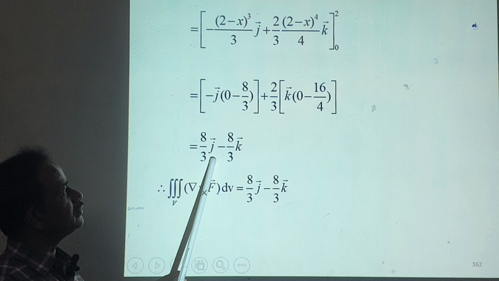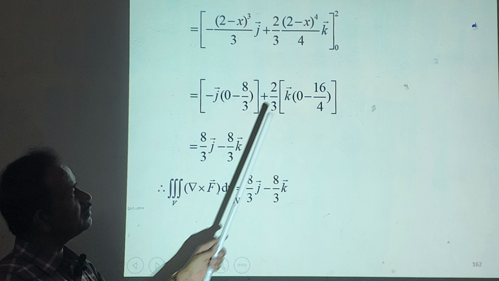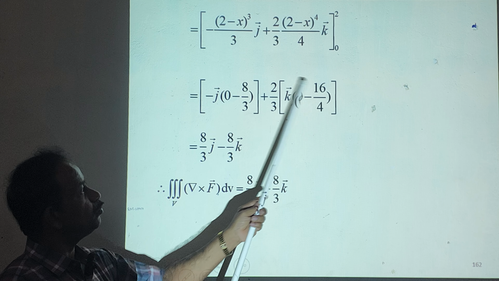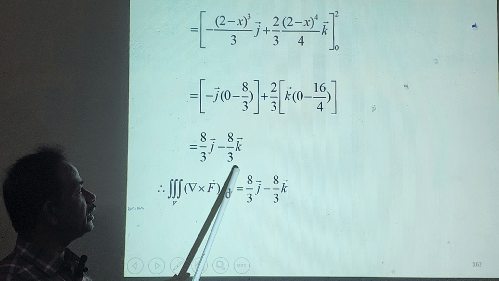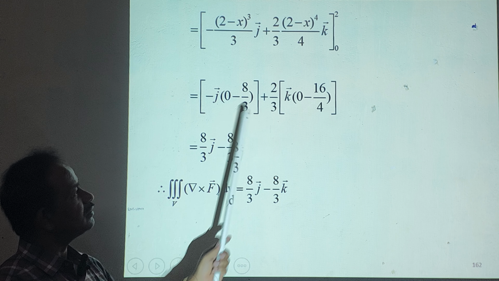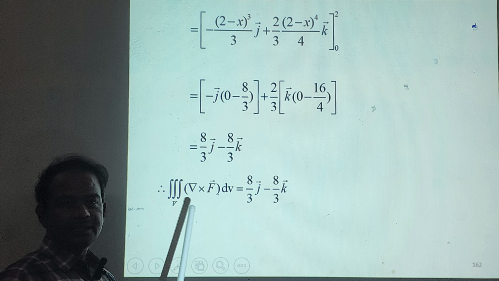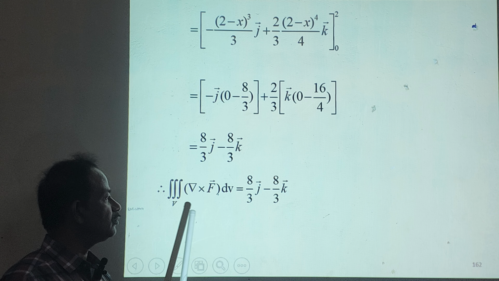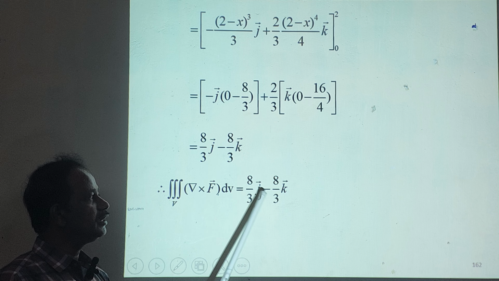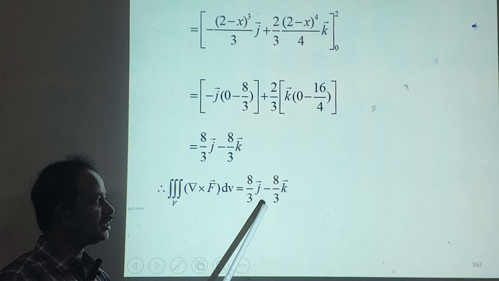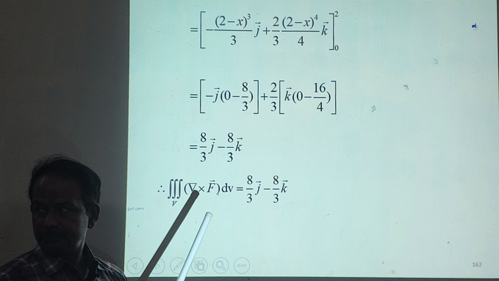So 8 by 3 times j minus, here it is nothing but 4 times 4 multiplied by 2 will give you 8 by 3. Okay, plus into minus, that will give you minus. So we have 8 by 3 k. So this is the answer. Del cross f is asked. So we have found the del cross f, which is nothing but 8 by 3 times j minus 8 by 3 times k vector. So that's all.